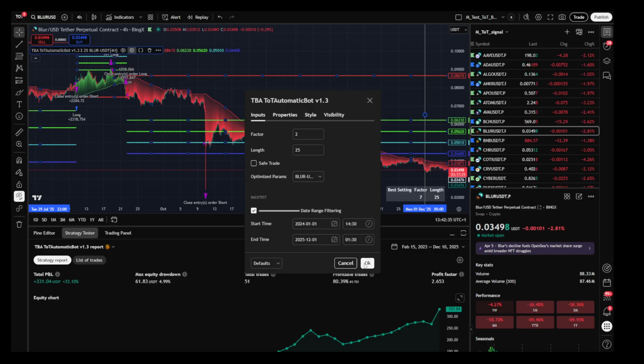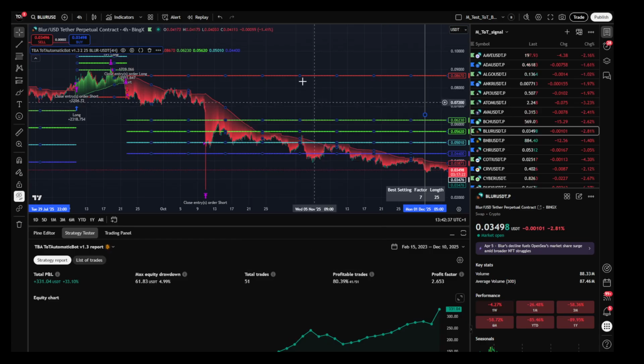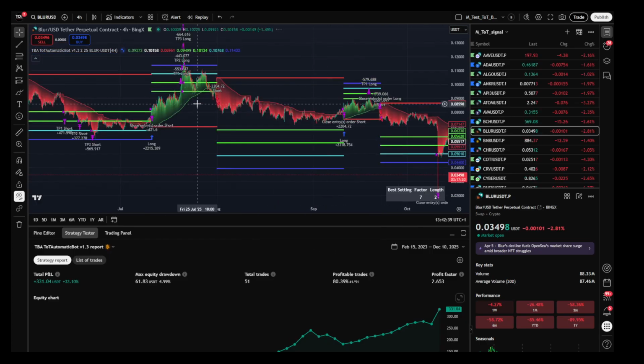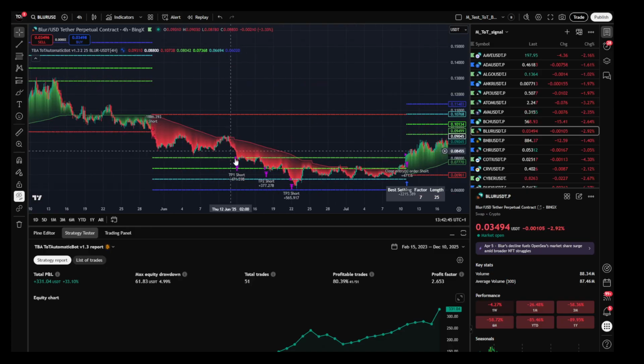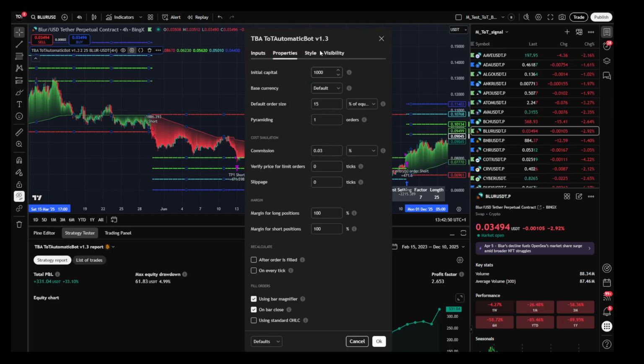BLUR USDT 4-hour mode, pressed OK to confirm selection, and as you can see in the chart, we already have the 4-hour time frame. All the different entry points are defined. For example, here we have the short with its various take profits. In our settings, we can configure parameters to simulate various scenarios. For instance, starting with an initial capital of $1,000 at 15% per position.